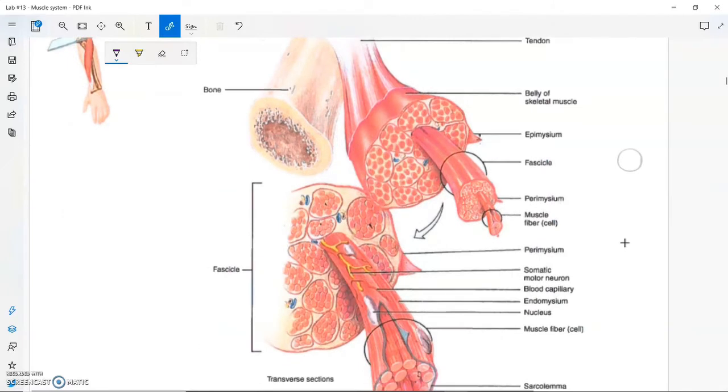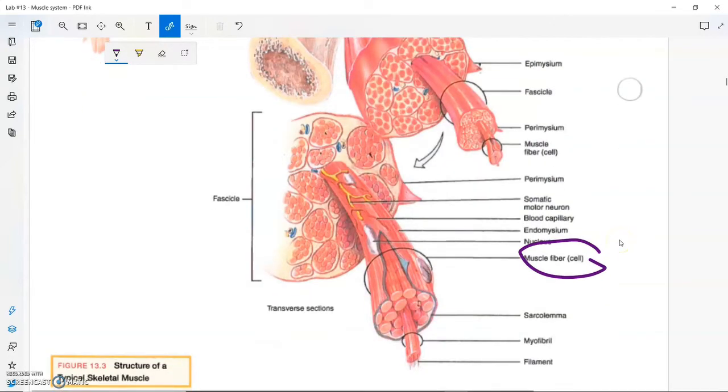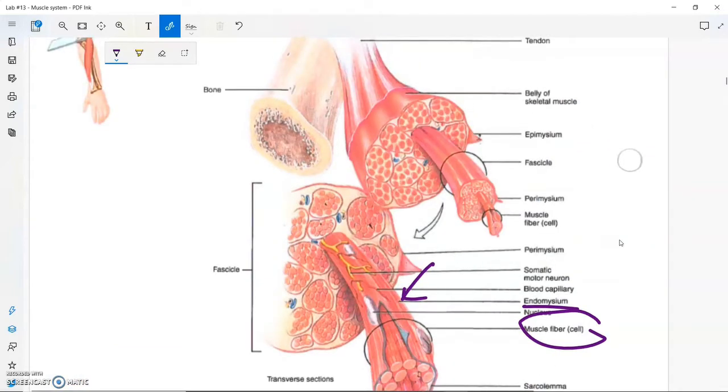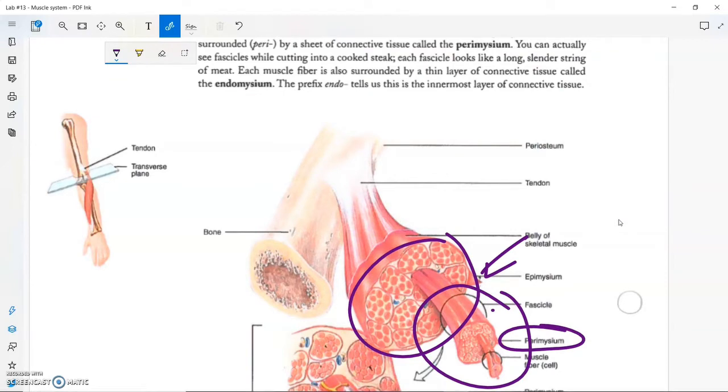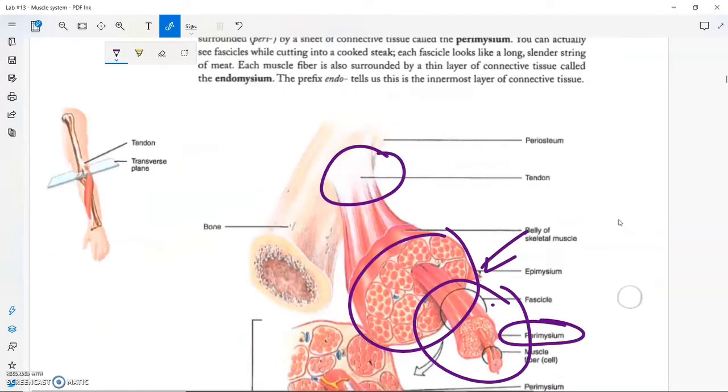So skeletal muscles are organs that consist of individual muscle cells. Here you can see an individual muscle cell, a muscle fiber. Each muscle fiber is surrounded by a thin connective tissue layer called endomysium. A bunch of muscle fibers form a fascicle. Each fascicle is surrounded by a connective tissue called perimysium. And fascicles together form a muscle, which is surrounded by epimysium, the tough connective tissue that may continue itself as a tendon, which attaches the muscle to the periosteum of a bone.